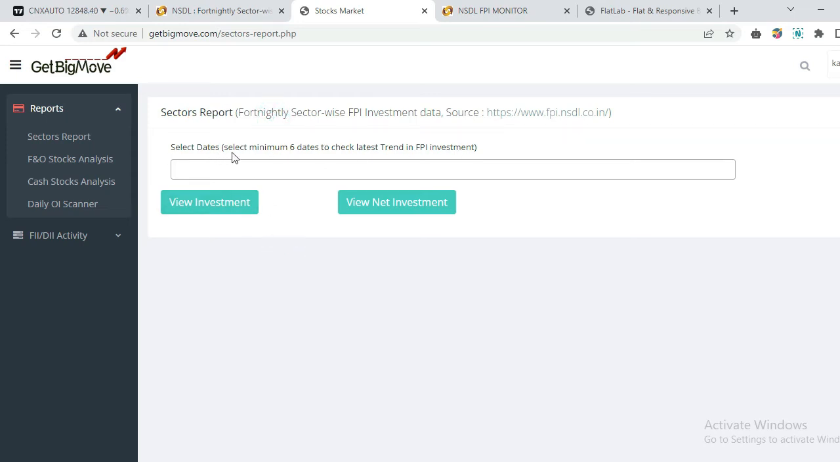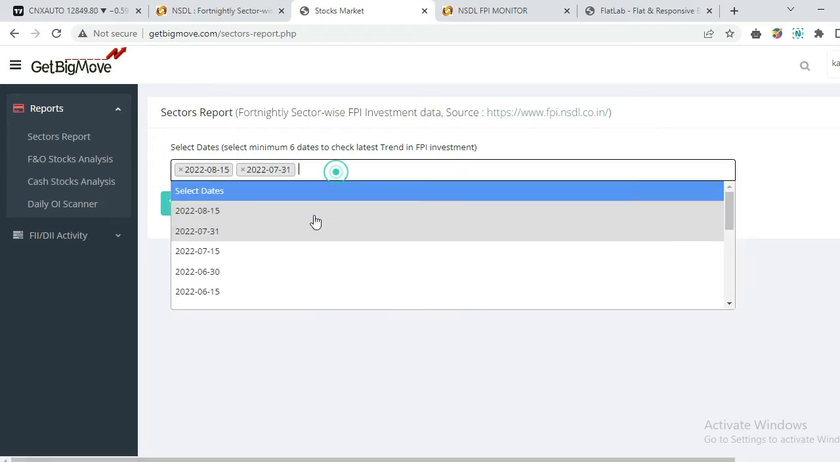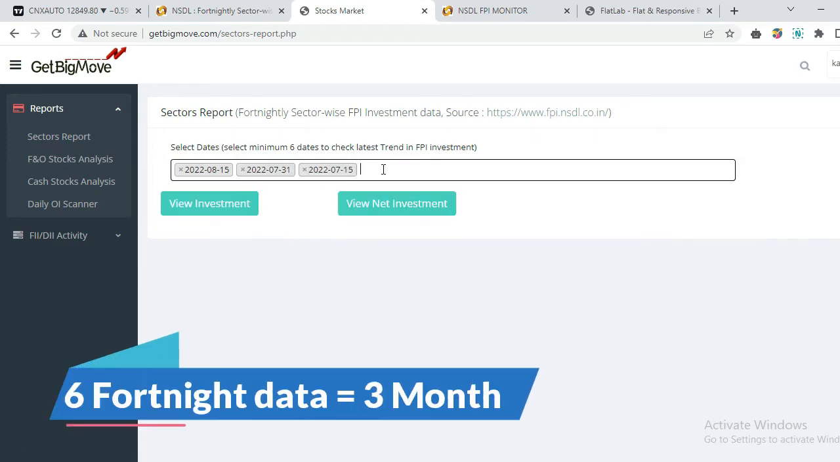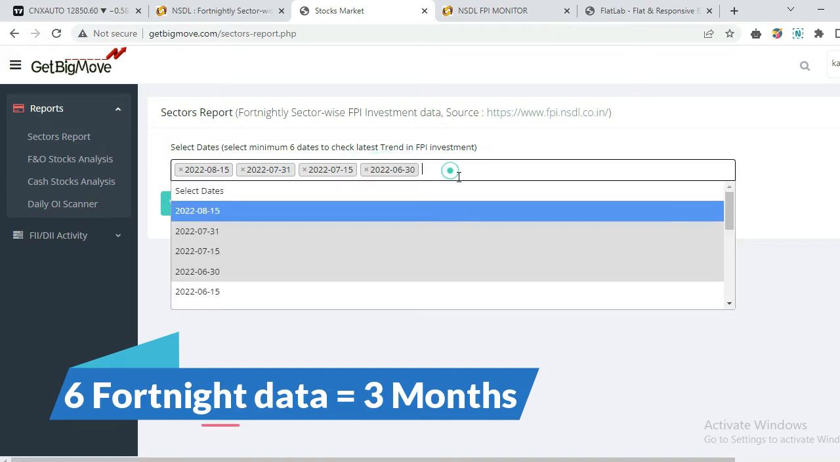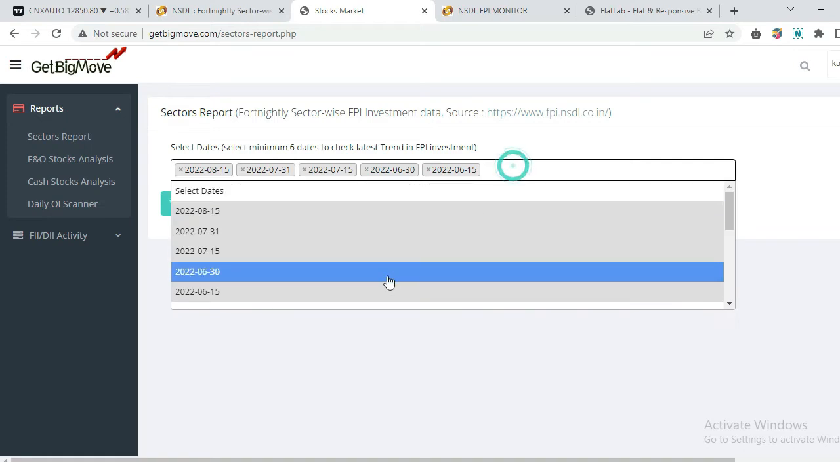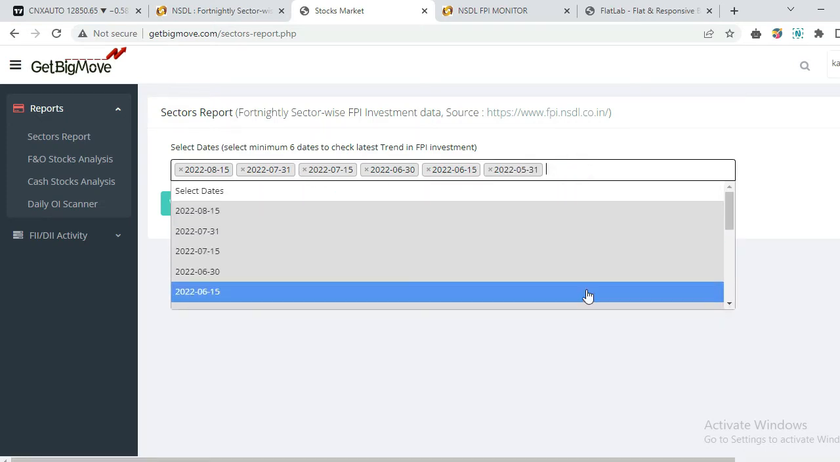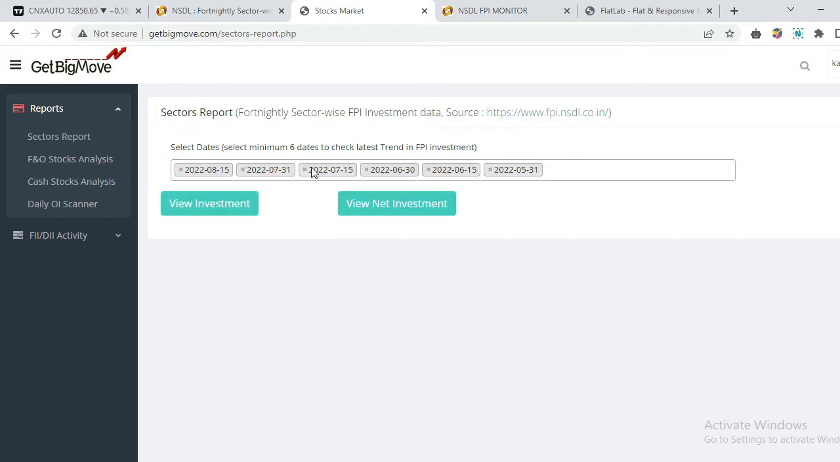Now going back to the website, here you can see that we have given an instruction to select 6 dates. I will tell you why 6 dates. I'm going to select 6 dates. When we have 6 dates, it means that we have collected the data of the last 3 months, so that you can see a trend in this data.